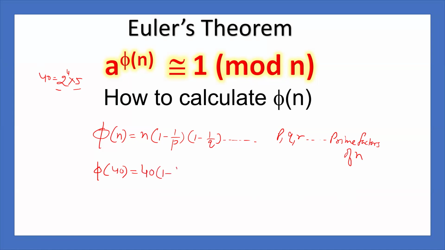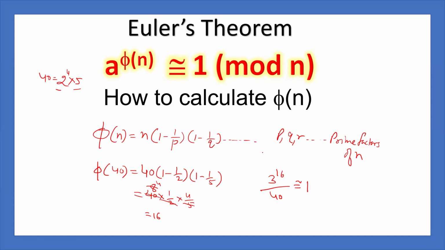So phi(40) is 40 times (1 minus 1 by 2) times (1 minus 1 by 5). This gives 40 into 1 by 2 into 4 by 5. 5 into 8 is 40, and 2 fours are 8, so 16. So for any number you take, say 3 to the power 16, divided by 40, it will give a remainder of 1.